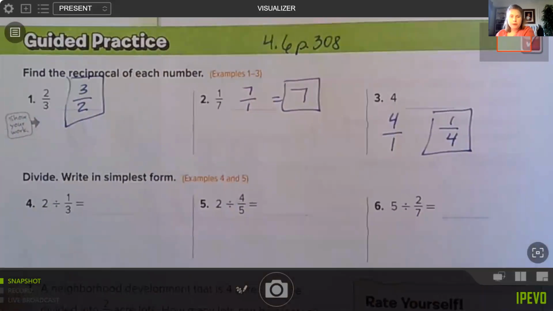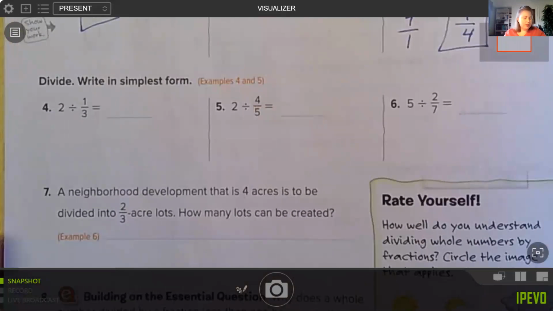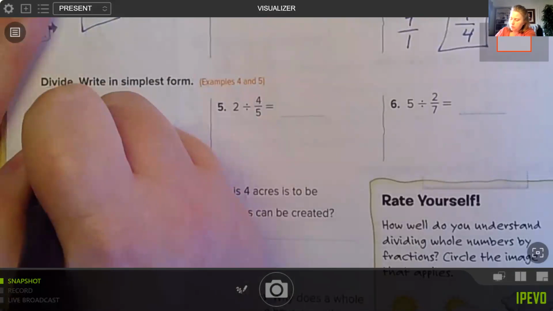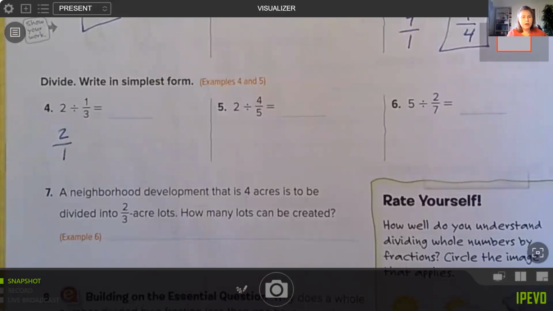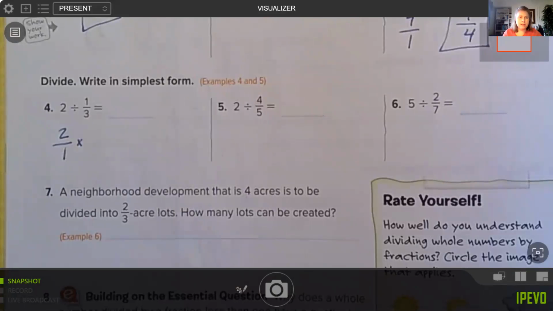And then next, we want to divide and write our answers in simplest form. So we have 2 divided by 1/3. Remember, 2 is the number that we have been given, the number of items we're dividing. The 2 stays the same, but we will write it in fraction form. Then we change the divide into a multiply. You can write that as an X, or as a dot.